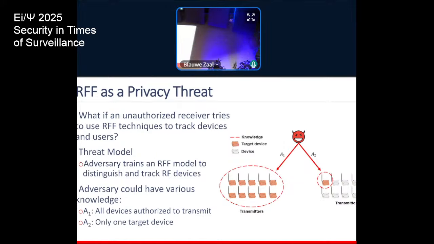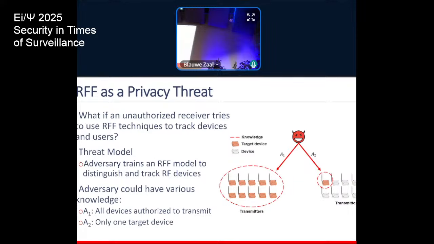Another possibility is that the adversary only knows the profile of one device and tries to follow this device in an area where there are different devices that it doesn't know. You need different techniques, different attack vectors, to do that. In the first case, you need a multi-class classifier, while in the other case, you need a one-class classifier because you know only one device. But the two attacks, technically speaking, are possible. So this is the main threat that we considered.